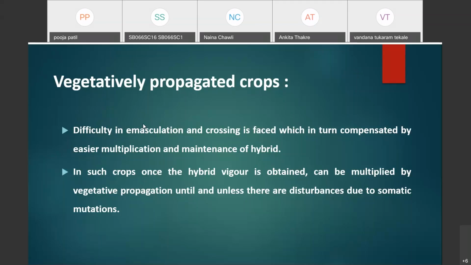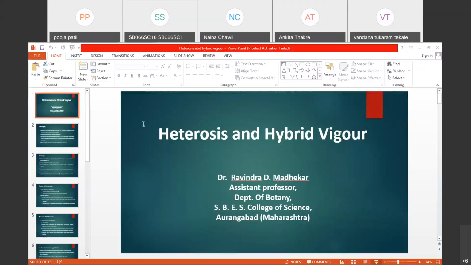In such crops, once the hybrid vigor or the superiority of the hybrid is obtained, it can be multiplied by vegetative propagation until and unless there are disturbances due to somatic mutations. That is all about heterosis and hybrid vigor.